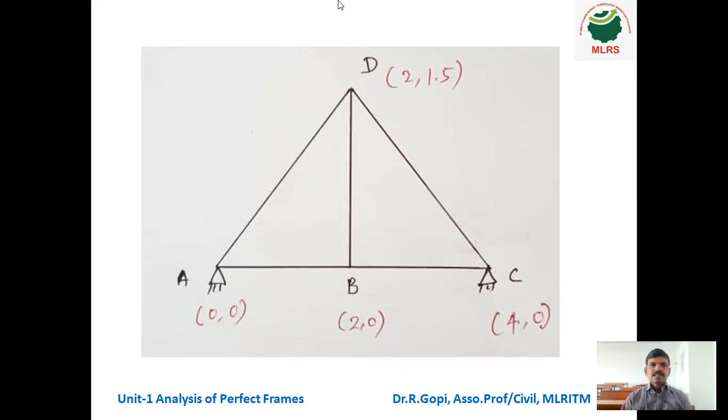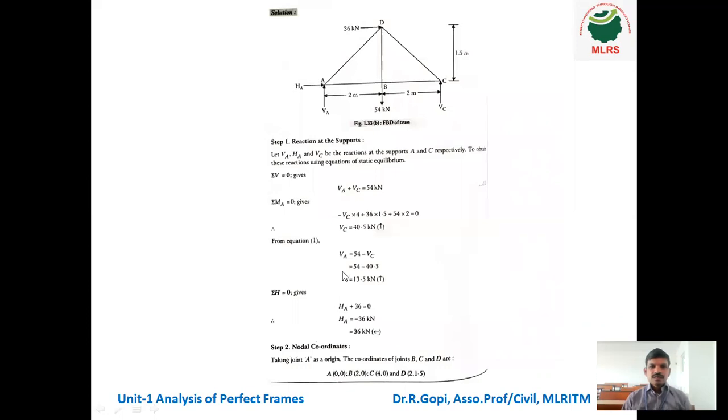Okay, next, coming to the diagram, there is one horizontal load acting. As we already know, if one horizontal load is acting, we have to apply an opposite equivalent load at joint A. So we have to apply a 36 kilonewton load at joint A.